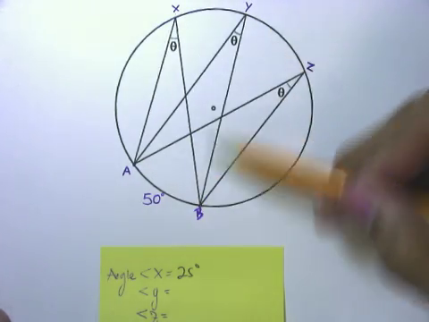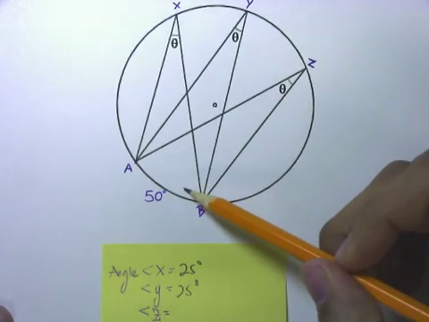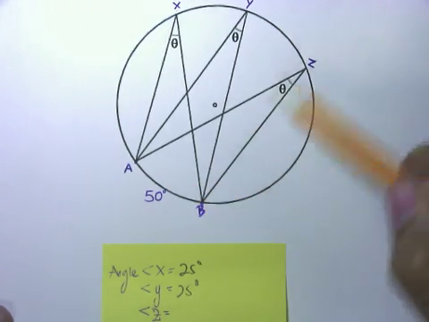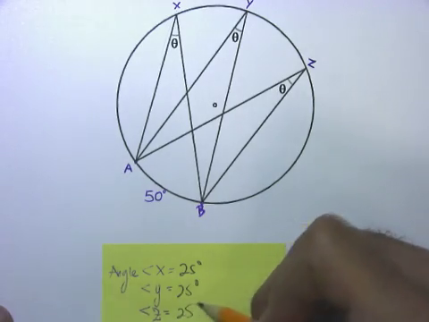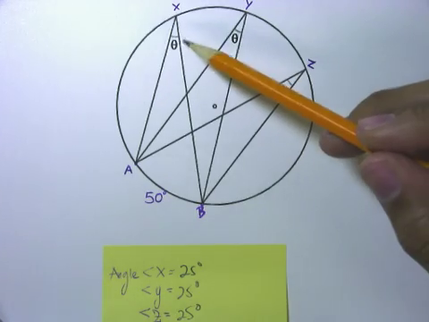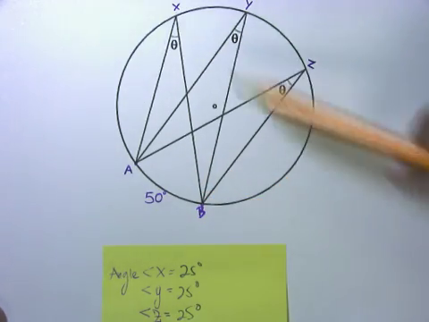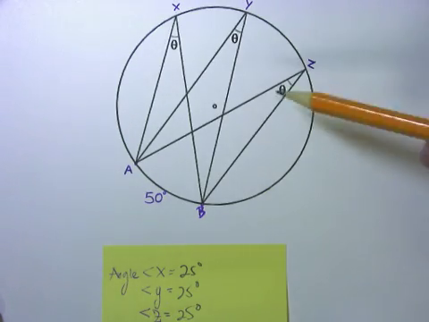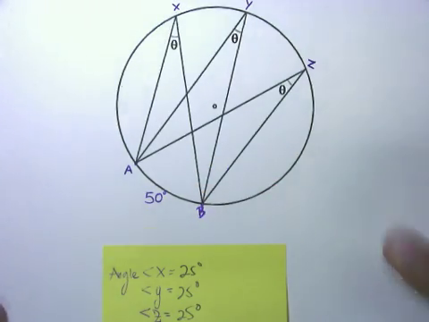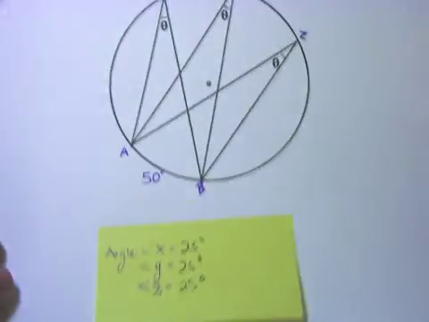So the measure of angle X is 25 degrees. The measure of angle Y, or AYB, is also going to be 25 degrees. And the measure of inscribed angle AZB is also going to be 25 degrees. These three inscribed angles all share the same arc, so all three will be congruent. And all three will be half of that arc.